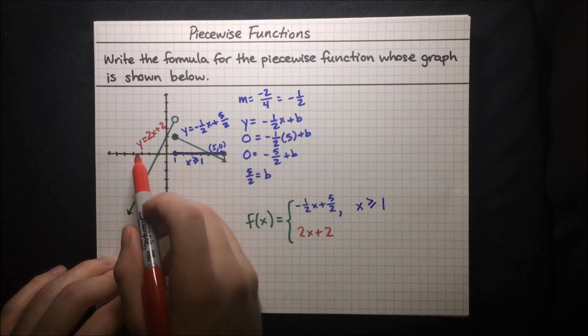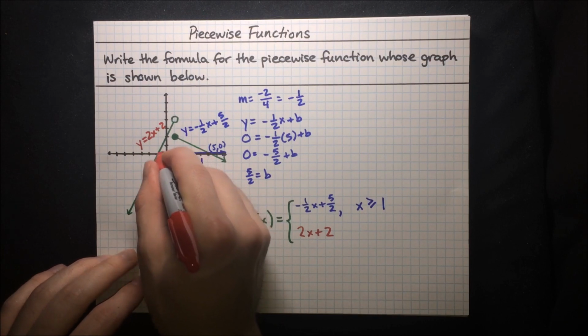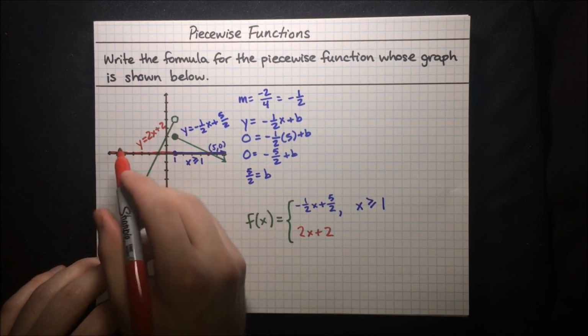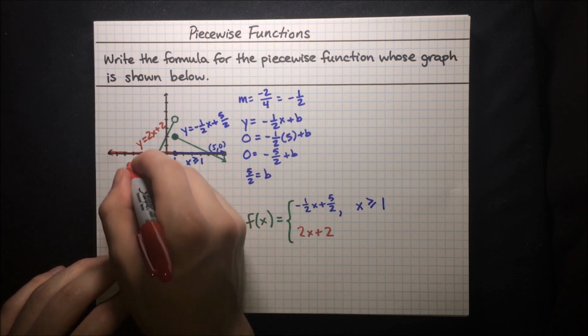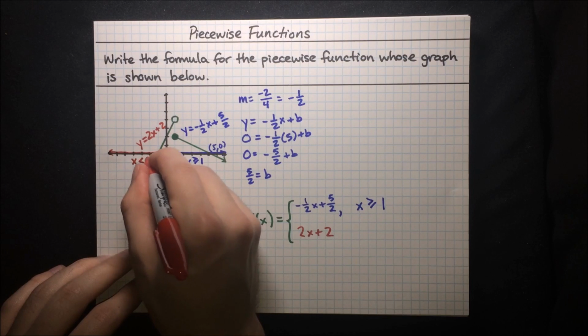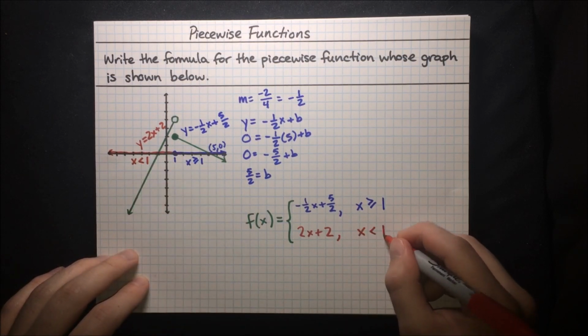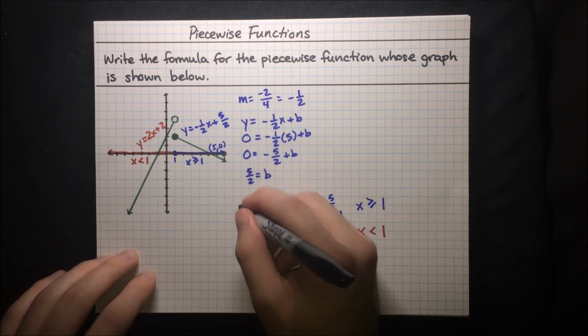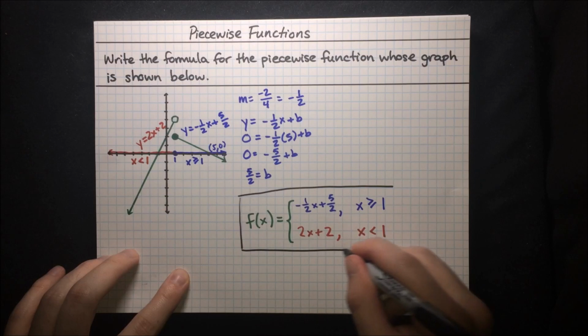Now for the other piece of the function, it's going the opposite way. So it's everything from 1 negative, and we don't include 1 because there's an open circle there. So this corresponds to the piece of the domain that x is less than 1. So let's write that in here. X is less than 1. And there we go. That is the formula for our piecewise function.